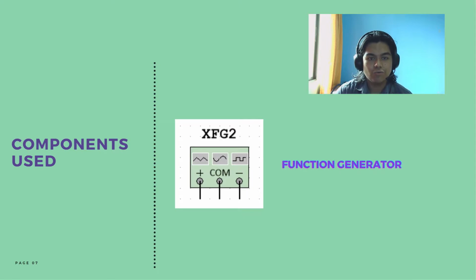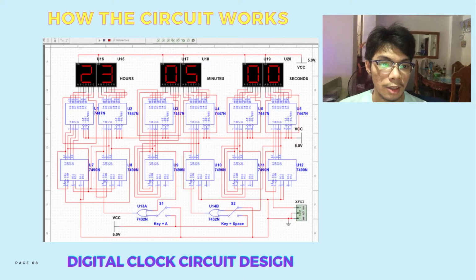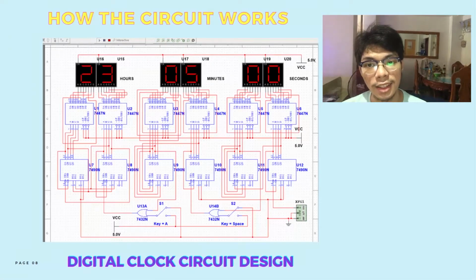And the last is one function generator. Basically, it is a specific form of signal generator that can generate waveforms with common shapes. So this is the digital clock circuit design.